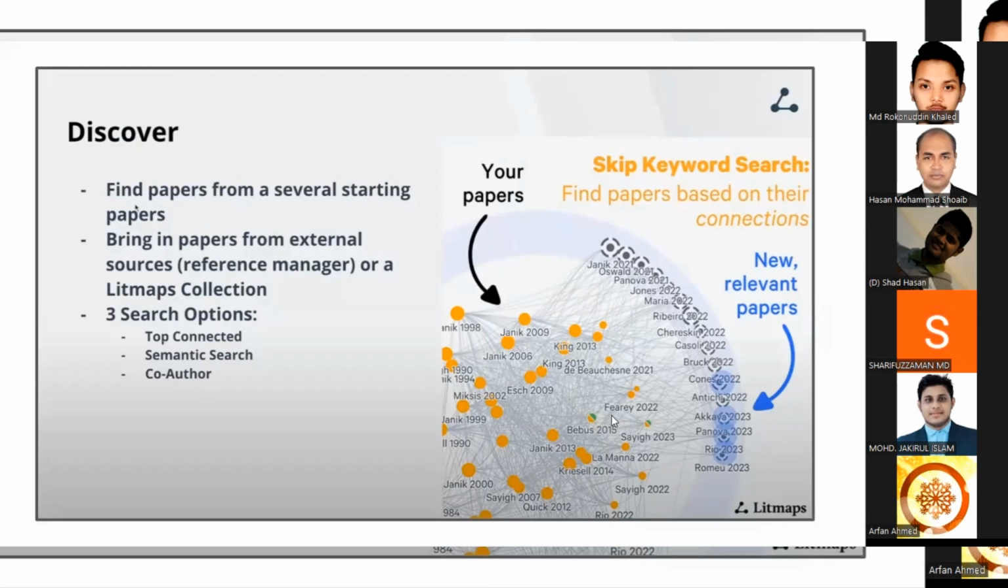So these can be narrowed down. You can select top connected, you can use semantic search, that is a keyword-based search. You can only get the relevant papers which show that keyword, or you can search by co-author. Maybe you are interested in studying a single author, so you can select co-author, write their name, and select the relevant papers for that particular author.